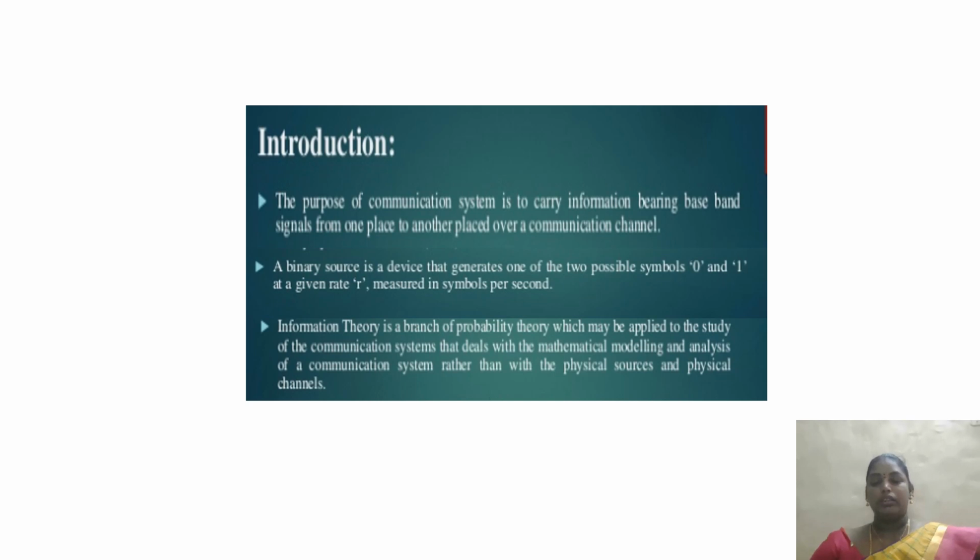A basic definition: information theory is a branch of probability theory which may be applied to the study of communication systems, and which deals with information content analysis in mathematical form. If you want to calculate information in physical form, we learn about information theory.